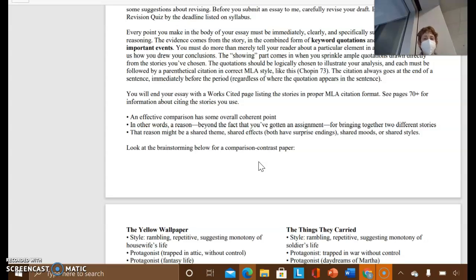In recap, you need to have an effective comparison that has some overall coherent point. In other words, a reason beyond the fact that you have gotten an assignment for bringing together two different stories. That reason might be a shared theme, shared effects, both have surprise endings, shared moods, or shared styles.